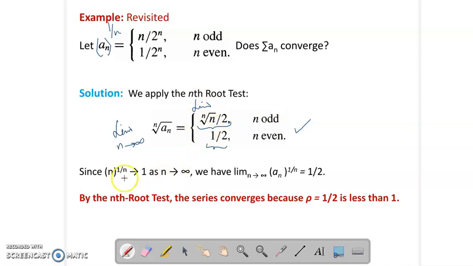So the limit of this quantity. Since n to the power 1 by n tends to 1 as n tends to infinity, the limit of this quantity is equal to 1. So we can say that the limit of a_n to the power 1 by n when n is odd is also equal to 1 by 2. Right? So we conclude that the limit is equal to 1 by 2. So by the nth root test, the series converges because rho is 1 by 2, which is less than 1. Right? So see the next example.